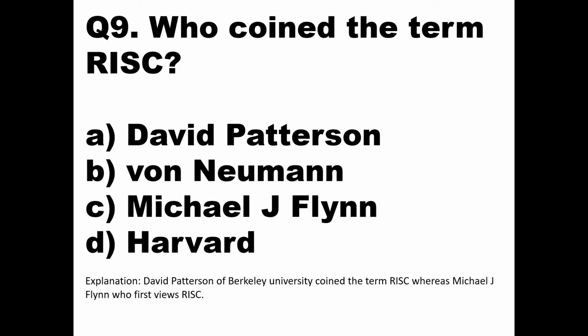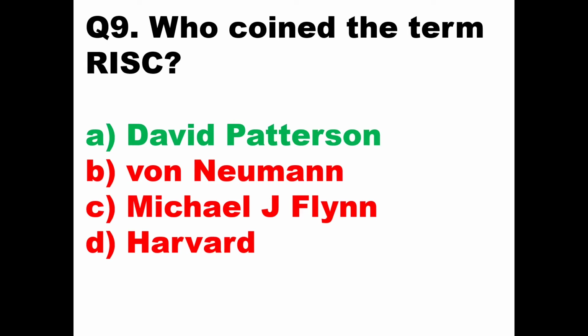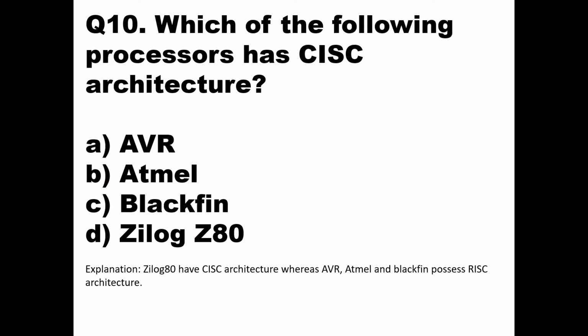Who coined the term RISC? Out of these 4 names, David Patterson, von Neumann, Michael J. Flynn, and Harvard, the first name, David Patterson of Berkeley University, is the person who coined the term RISC. So RISC was first coined by David Patterson. Clear? So here the answer should be option A, David Patterson. Then we'll go to the next question, question number 10.